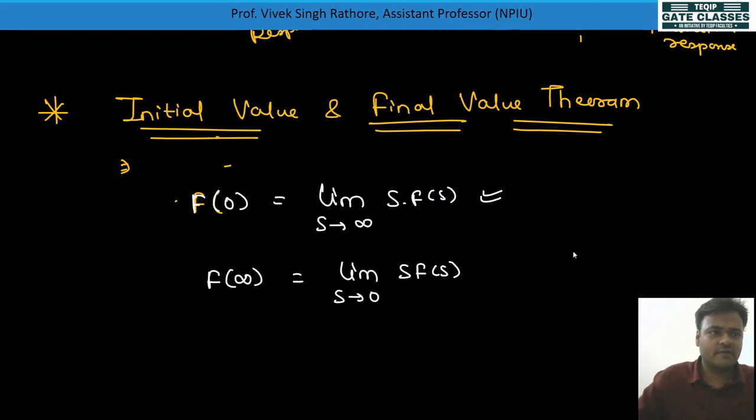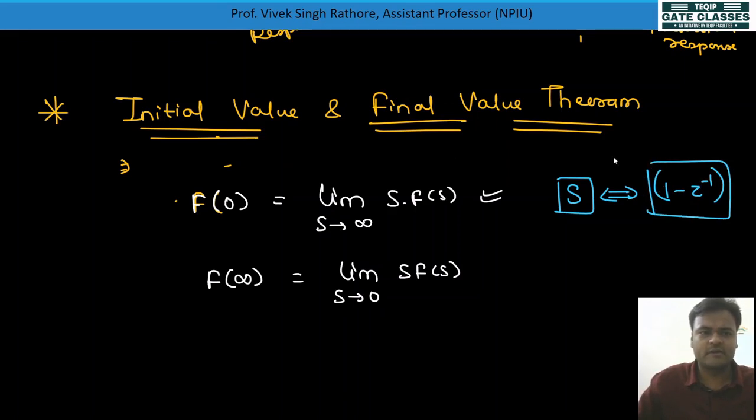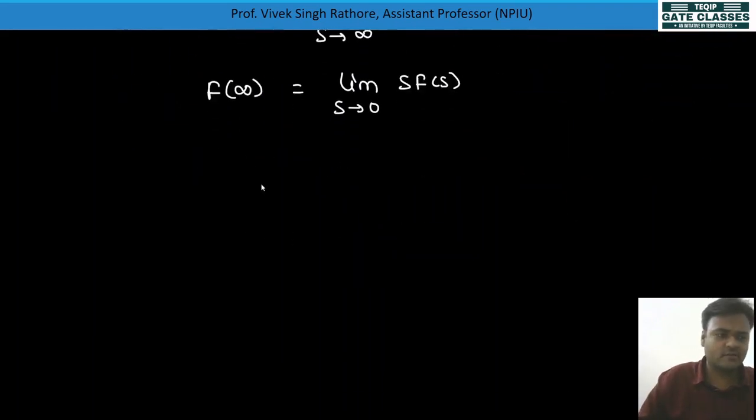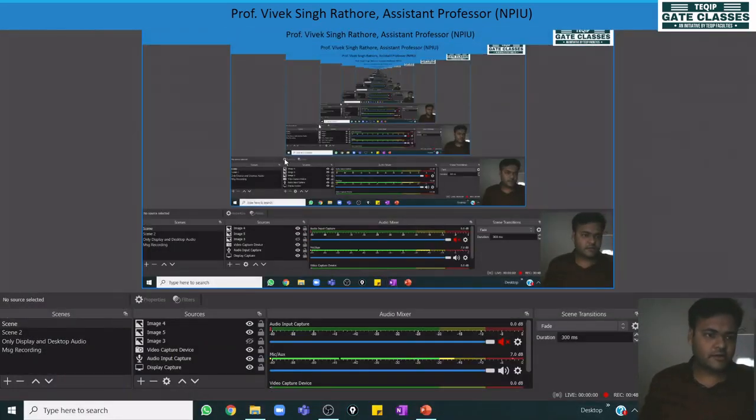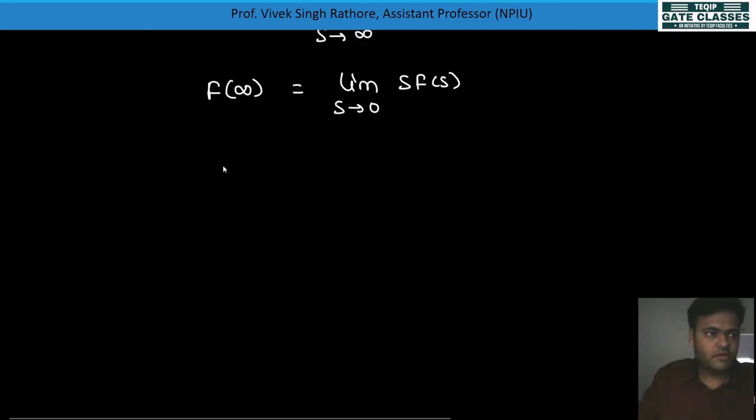Now, as we have seen till now, whatever s is there in the Laplace transform is equivalent to 1 minus z inverse in the z domain. So now we'll talk about how we'll do it in the Z transform.